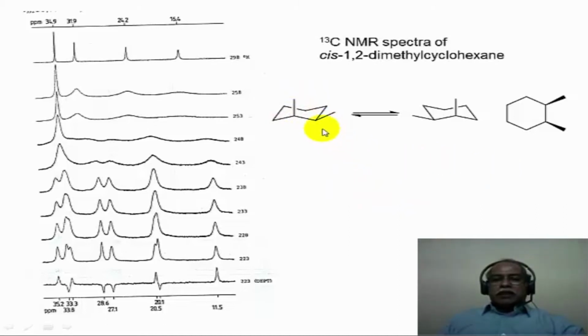Now what is the dynamic process that is taking place? The dynamic process is the establishment of an equilibrium of one chair form going to another chair form. In the process, one enantiomer gets converted to its antipode. In other words, this is a process of racemization. The cis isomer of 1,2-dimethyl cyclohexane is an example of a non-resolvable chiral molecule, non-resolvable because it rapidly undergoes racemization by going from one chair form to another.